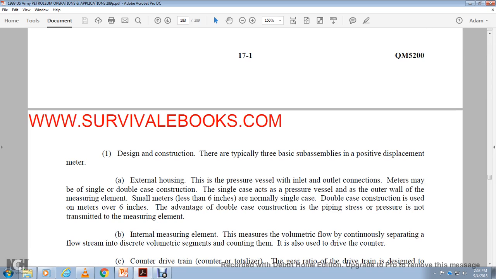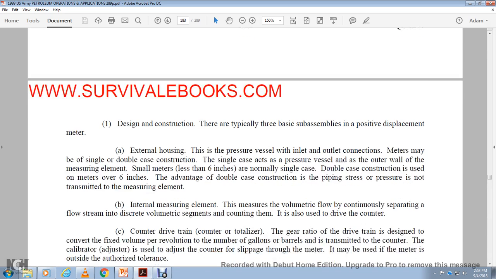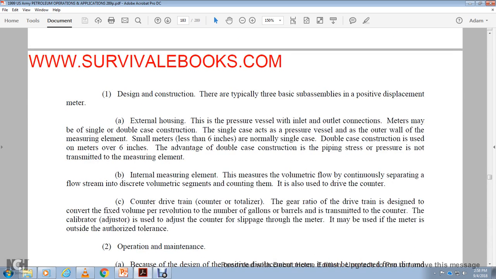The measuring element measures the volumetric flow of the constantly separating flow stream, the discrete volumetric segments, and counts them. It also drives the counter drive train with the counter totalizer. The gear ratio of the drive train is designed to convert the fixed volume per revolution to a number of gallons, passed over the transmitter to the counter. The calibrator adjuster adjusts the counter for the slippage as fluid passes through the meter.